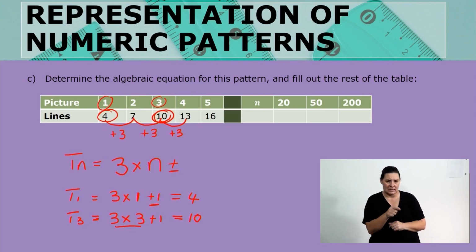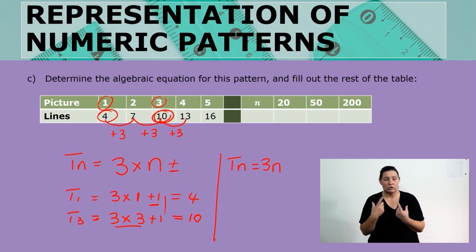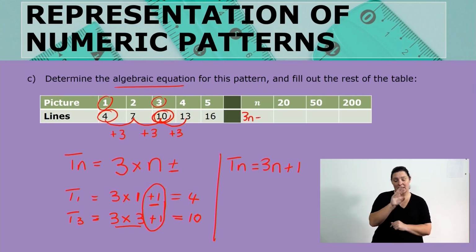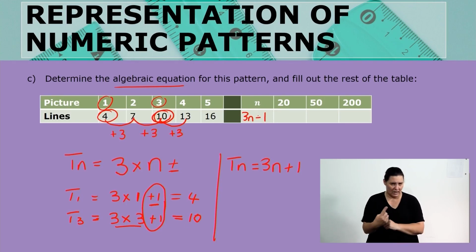So what does this mean? It means that my Tn will be my 3 multiplied by my n. And what do I do every time to get to the term number? We are just going to add 1. So it means that my nth term, or my algebraic equation, is 3n plus 1. If I want the 20th term, what am I going to do? Oh, sorry, that is a plus 1. When I want the 20th term, what am I going to do there? I am going to say 3 multiplied by 20, that's 60. And then when we add 1, that gives us 61.